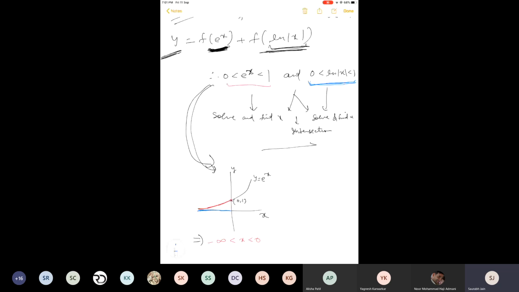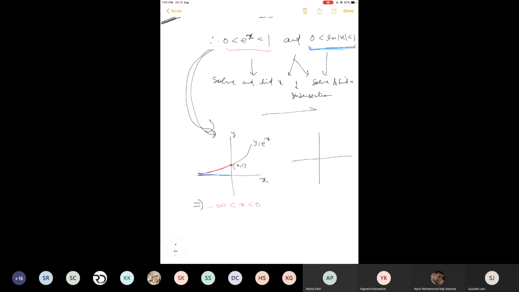So ln mod x is very simple. First of all, I will draw y equals ln x. I told you the transformations. So this is the complete graph. Now this is the graph of ln mod x. Mark the heights which are between 0 to 1. These are height 0 and height 1. In fact, height 1 is at two values of x. That is obvious. Why? ln mod x equals 1, mod x is e, x is plus minus e. So for this particular point, height is 1, x is e. So e comma 1. And height is 1, x will be minus e.